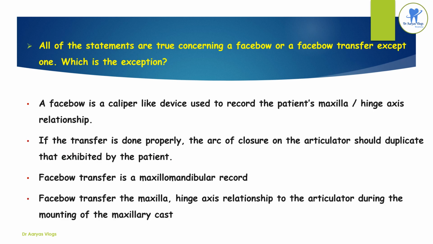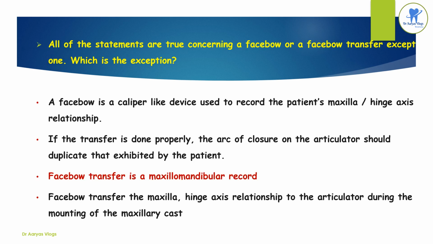All of the statements are true concerning a face bow or a face bow transfer except one. Which is the exception? A face bow is a caliper-like device which is used to record the patient's maxilla or hinge axis relationship. If the transfer is done properly, the arc of closure on the articulator should duplicate that exhibited by the patient. Face bow transfer is the maxillomandibular record. The face bow transfers the maxilla hinge axis relationship to the articulator during the mounting of the maxillary cast. What is the answer? The face bow transfer is a maxillomandibular record.